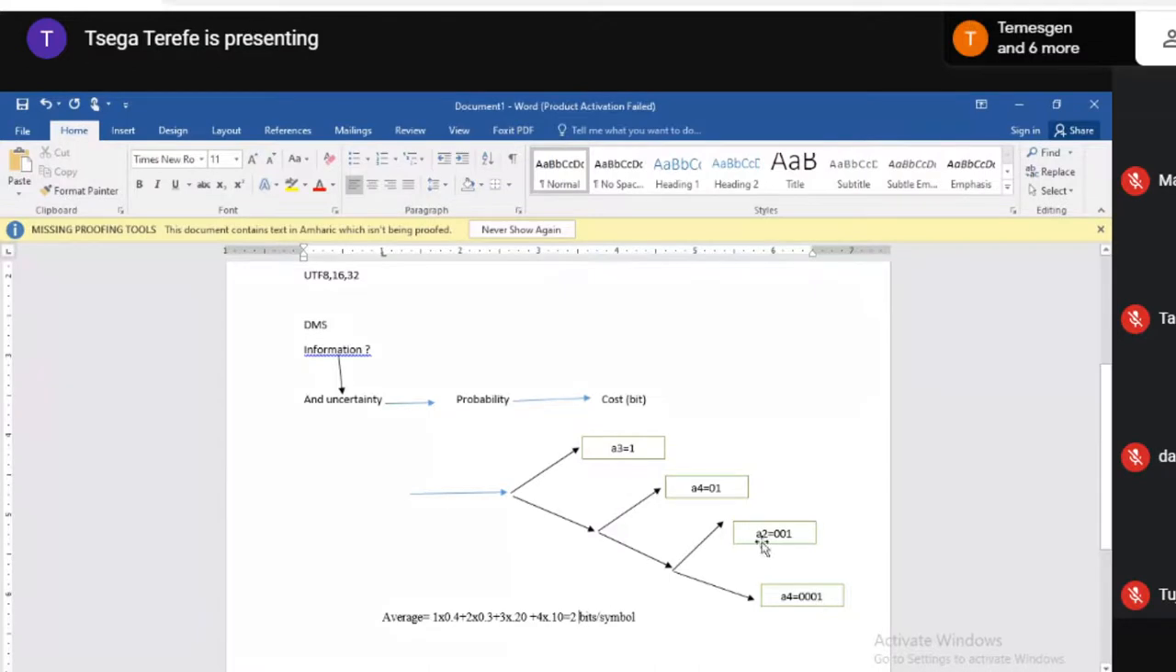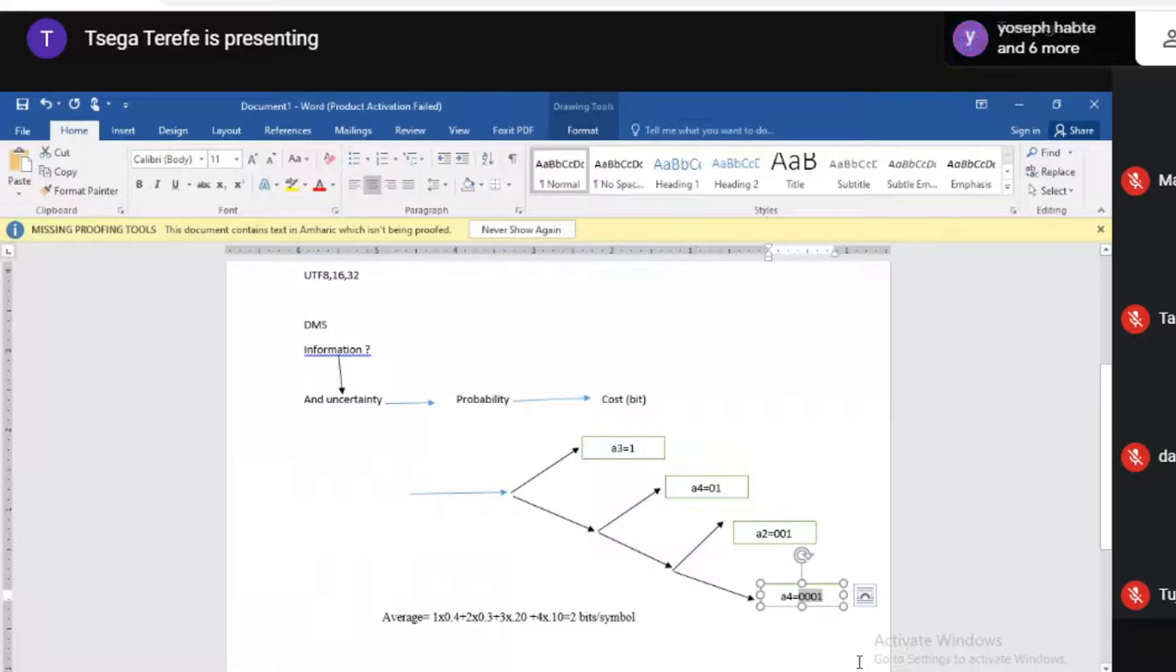So the more uncertain you are about a given symbol, the more bits it should have.